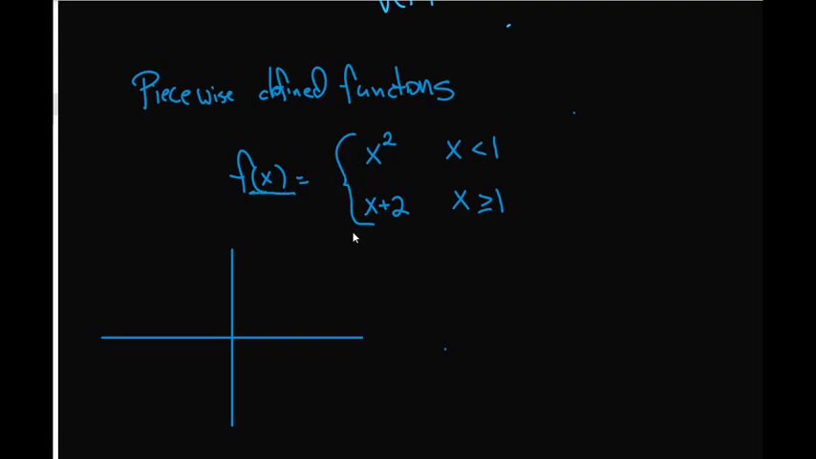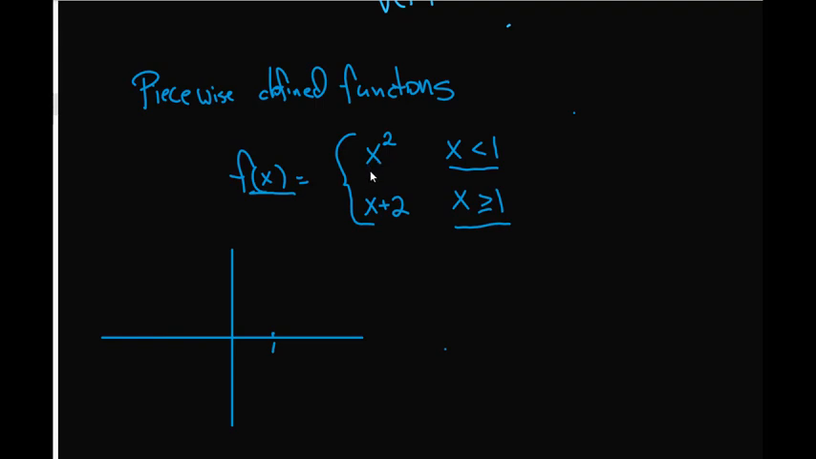We use these big brackets, and what we do is we mention a range here. So whenever x is less than 1, use this formula to find out what the height is. Whenever x is greater than or equal to 1, use this formula to find out what the height is. So what does that mean? Whenever x is less than 1, so let's put 1 here. Here's 1. Okay, so whenever x is less than 1, so everything from here on over, use this formula.